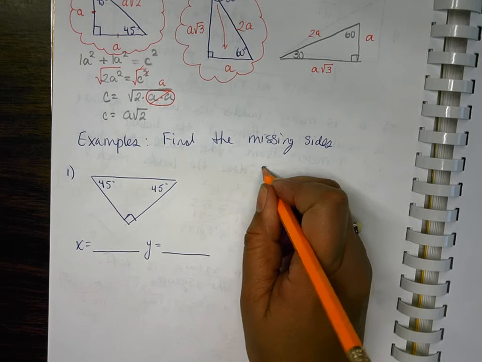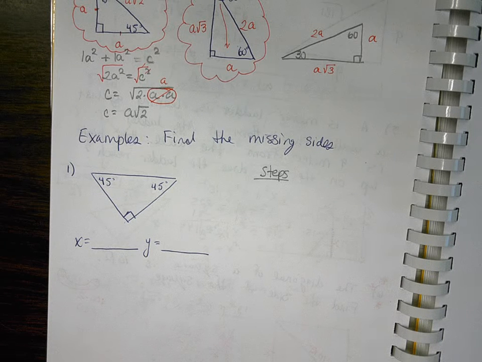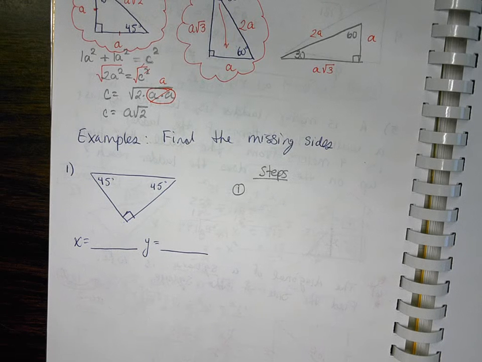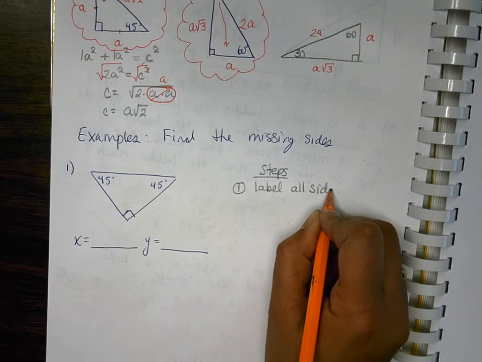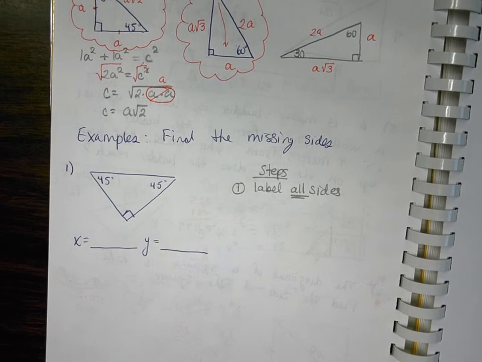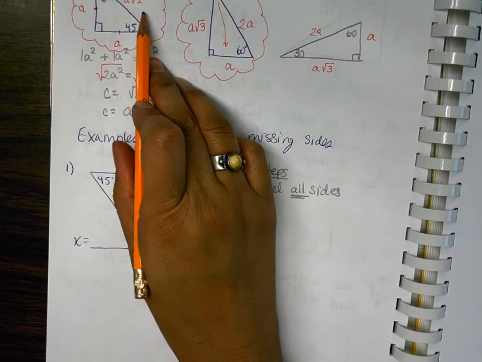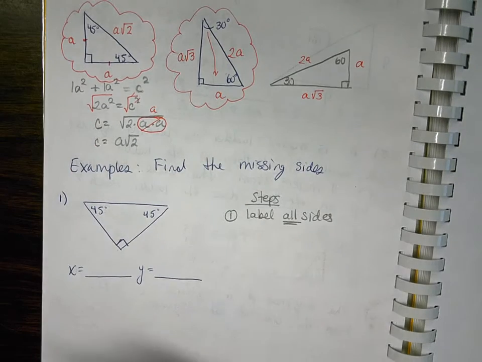I'm going to quickly write steps. That's going to help you every single time you get to one of these problems. Okay, step 1, label all sides. We're going to label all sides using our A root 2, or if it's 30, 60, 90, the A root 3, 2A. All right, that's step 1.